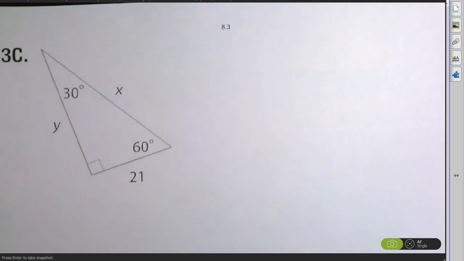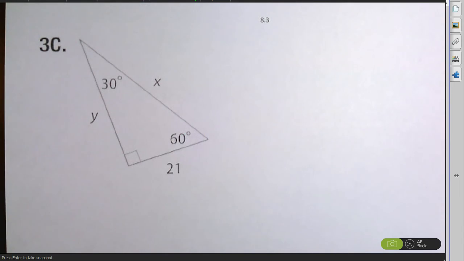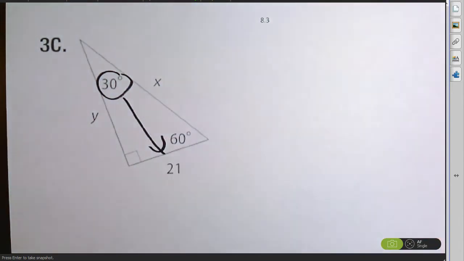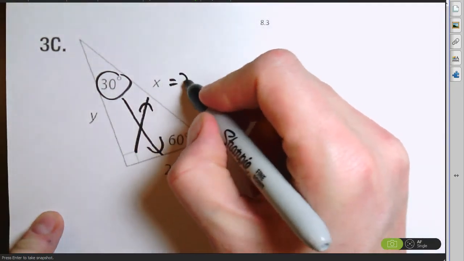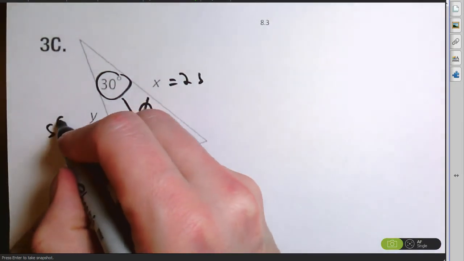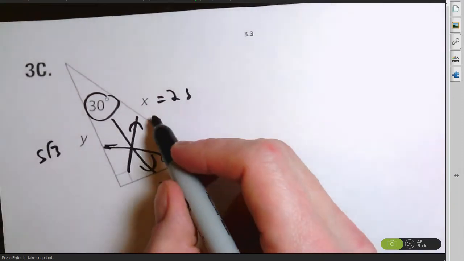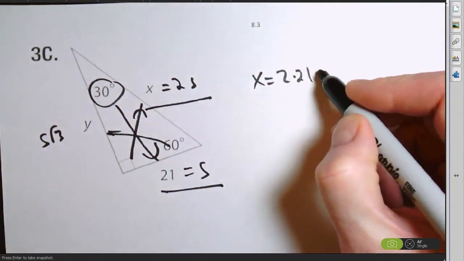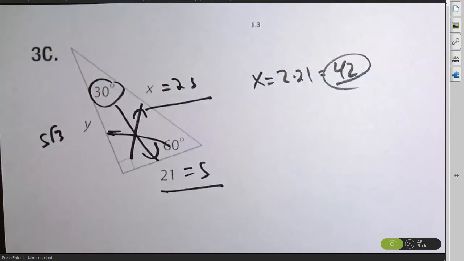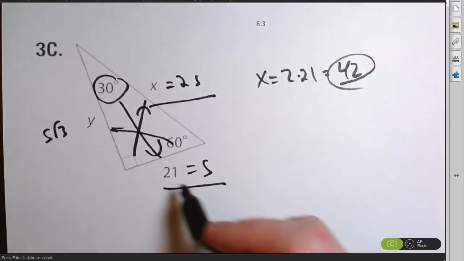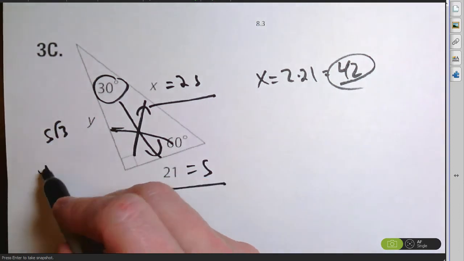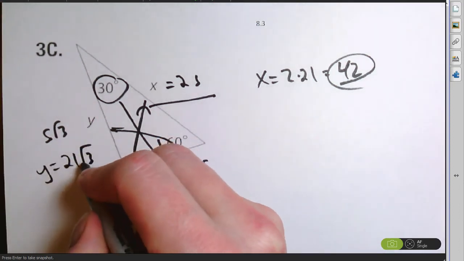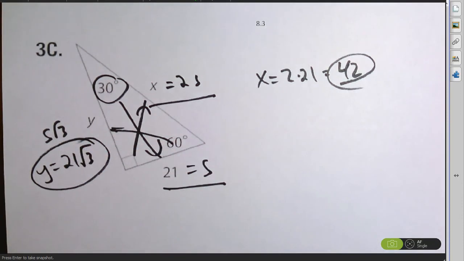All right, so let's try this now. We look at this one, we have to say to ourselves, what do we have? Well, I have the side opposite the 30. What's opposite the 30? S. Opposite the hypotenuse is 2S. Opposite the 60 is S root 3. That makes finding X really easy, because if this is S, double it for X. X is 42. And then to go to Y, all I do is take whatever S is and multiply by root 3. Well, that's just 21 times root 3. That's also nice and easy.